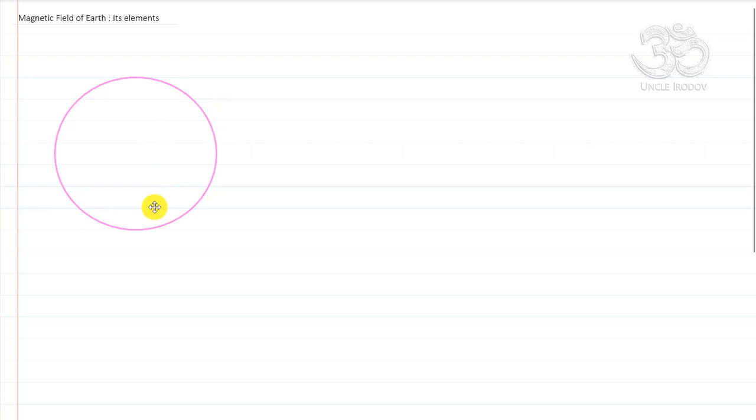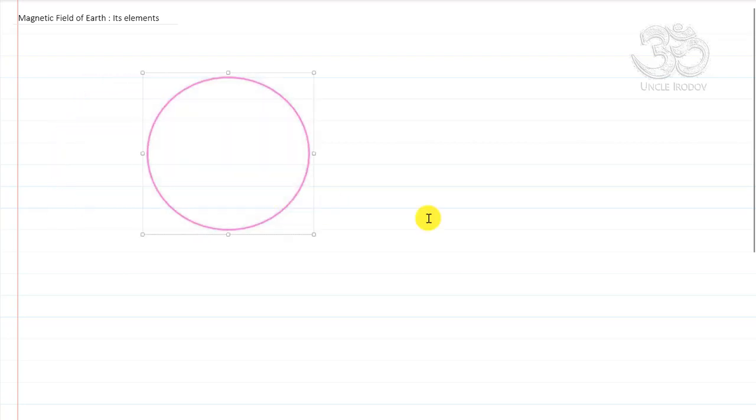So let's say this is the Earth in our view. And this Earth has got a geographical north and a geographical south. So let me draw that line too. Maybe the line comes from here and it's like this. So you've got a geographical north and a geographical south.